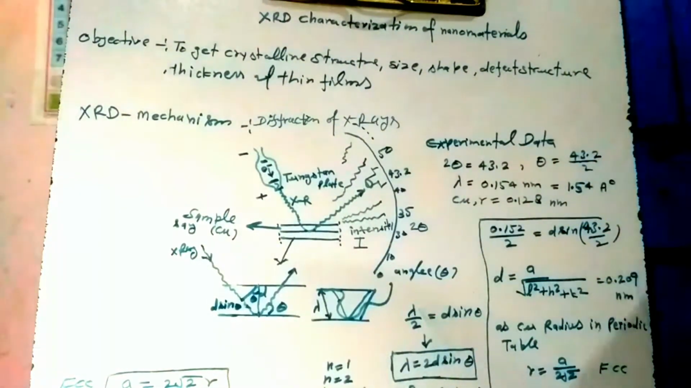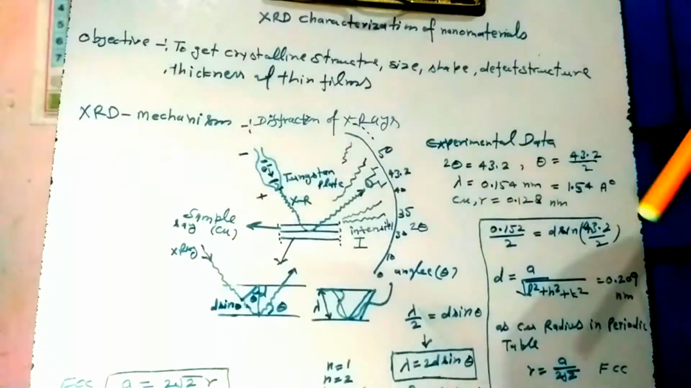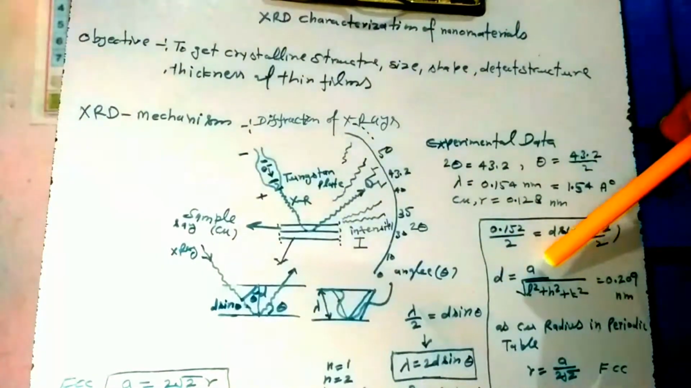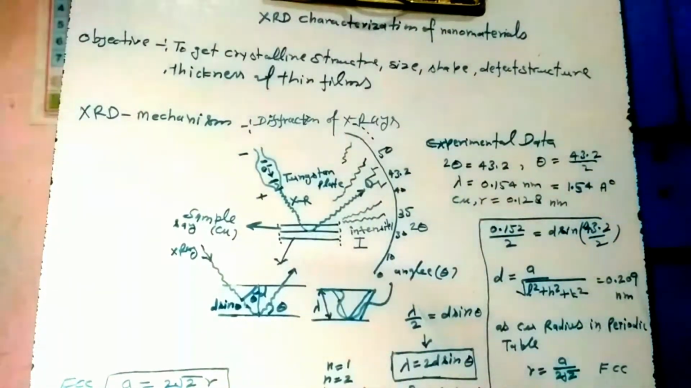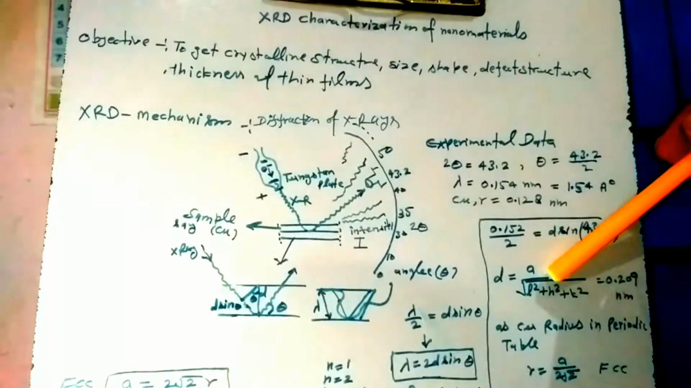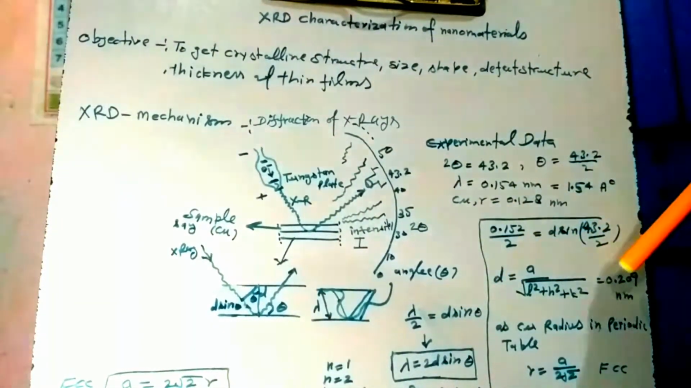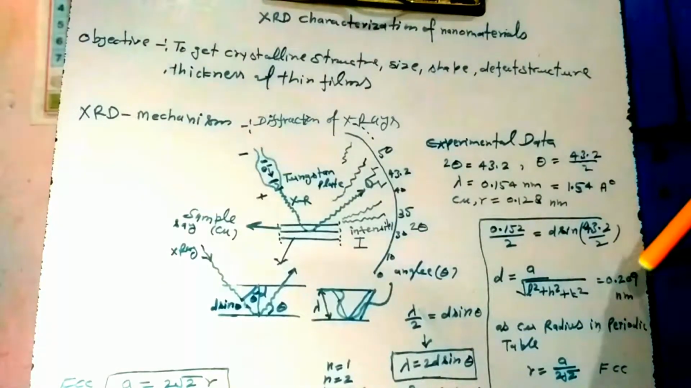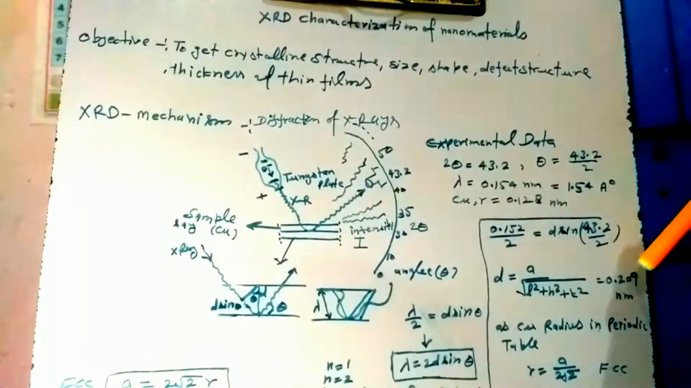And furthermore, to find the Miller indices, we know that d is equal to a upon root of l square plus h square plus k square. So d equals to that, and we already found from Bragg's law that d is 0.209 nanometer.